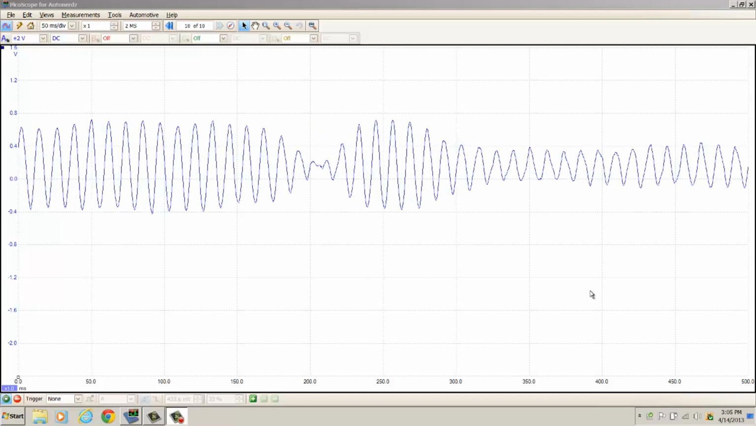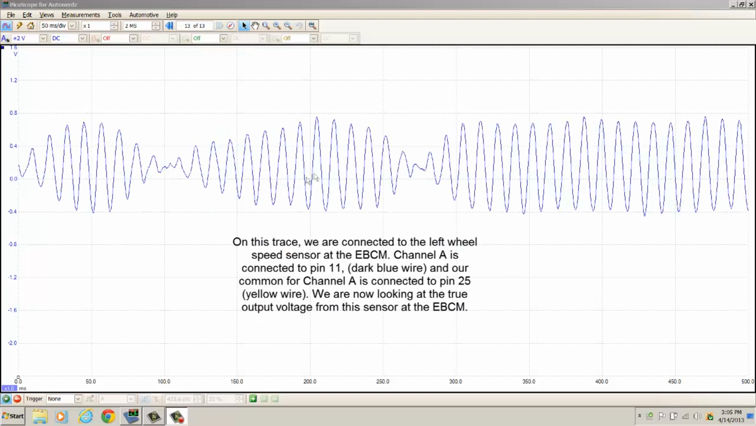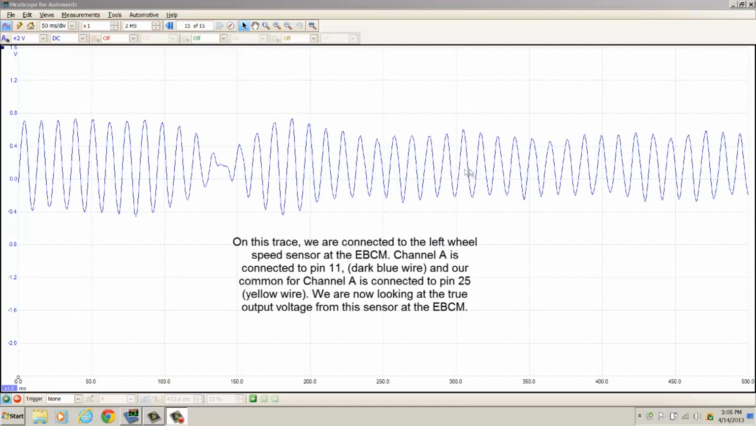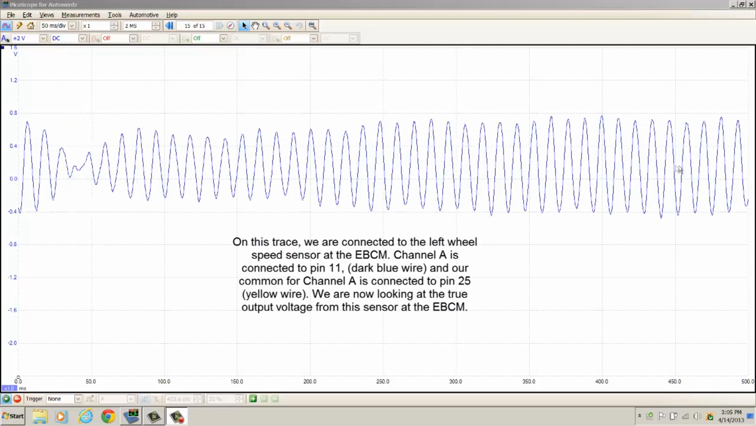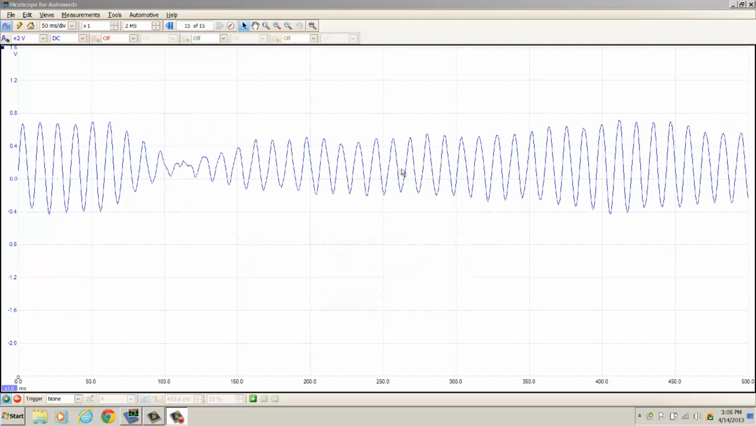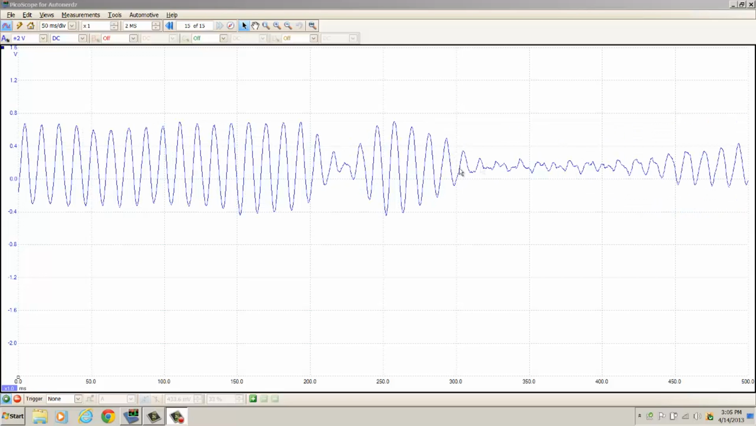Okay, we're looking at the left front wheel speed sensor. Now, isn't this very interesting? You notice it looks like it's dropping out in here. And it goes along running pretty good. Then a little dropout again. And there's some more stuff going on right here. So this may require a little bit more investigation.